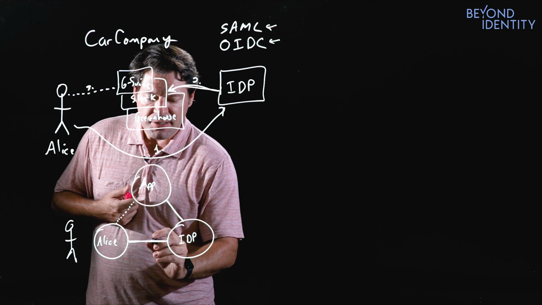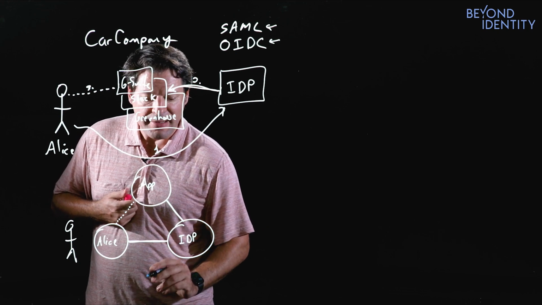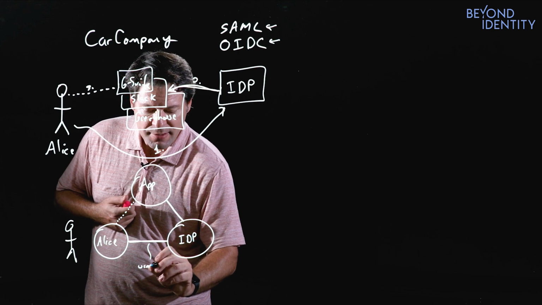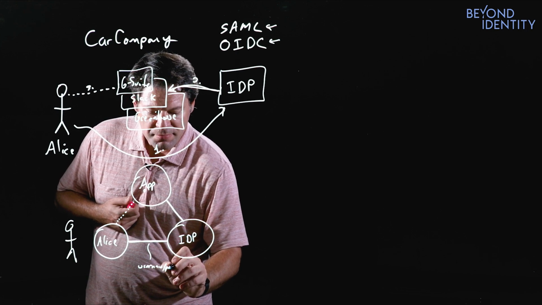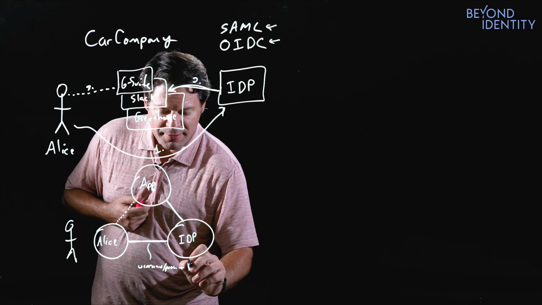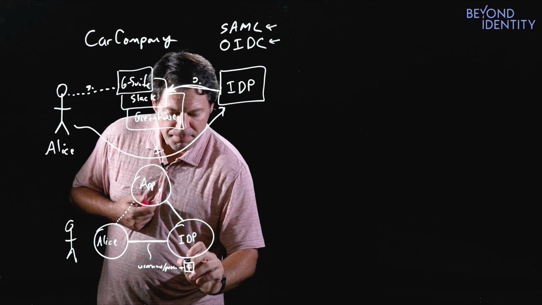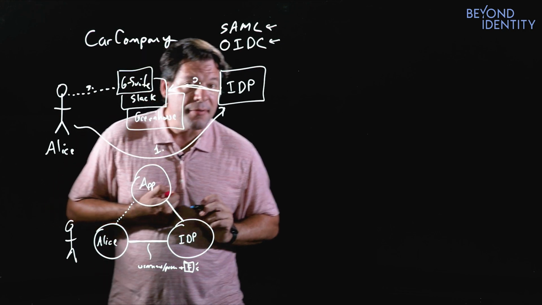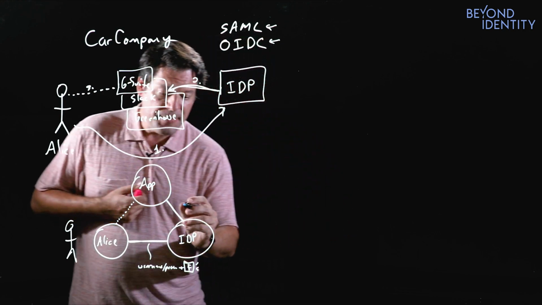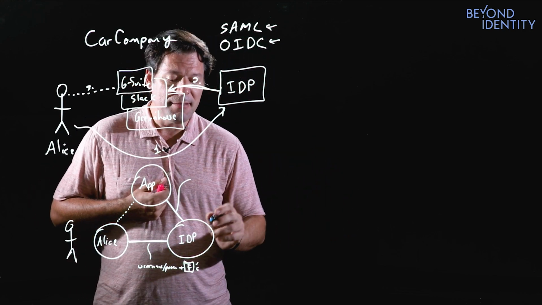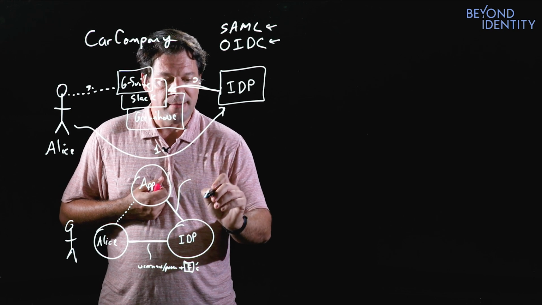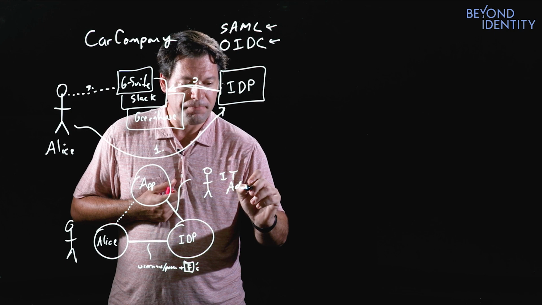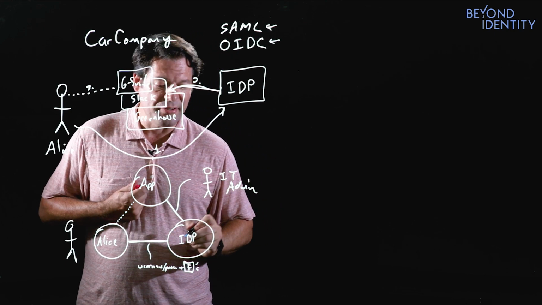So how is trust established between Alice and the IDP? In this example, it's established with a username and a password. Maybe there are additional factors, maybe not, it doesn't really matter. How is trust established between the app and the IDP? Well, it's typically established by the administrator, the IT administrator of an organization. And it can happen in a couple of different ways.